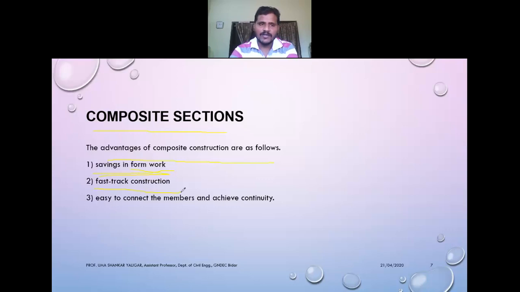And next is that it is easy to connect the members and achieve continuity. Whenever we are using precast elements, it is very easy to connect, as you have seen in the previous diagram. It is very easy to achieve continuity. There is no problem of continuity. These are some advantages of your composite section.